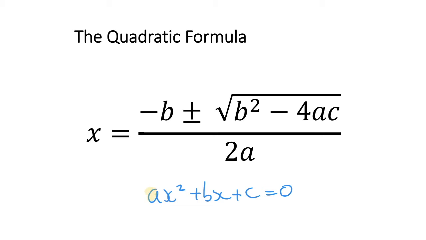Your a value is going to be the value in front of the x squared. Your b value is going to be the value in front of x. And then your c is going to be the standalone value without an x variable. So once you have identified what those values are, you substitute them into the quadratic formula to work out your two values of x. Let's have a look at an example of how we can apply the quadratic formula to solve a quadratic equation.